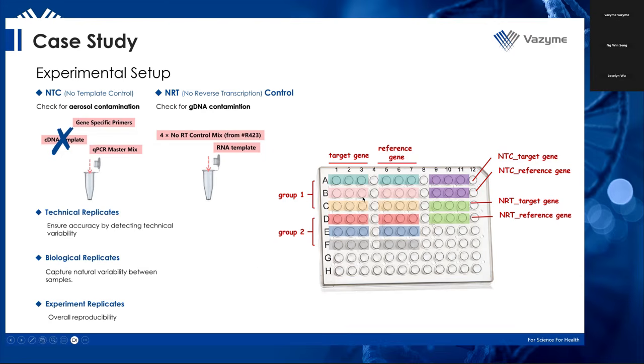So the setup usually looks like this. You will have your target genes and you have your reference genes. Okay. And then next you have group 1, group 2. These will all be replicates, so you don't have to think about this too much. You just have to do it like this. And then group 1 is sample 1, group 2 is sample 2, basically. And then you will have your NTC and you have your NRT. NTC is your no template control, NRT is your no reverse transcription control. So this is how you will set it up. Basically, group 1 would be your 1 sample.